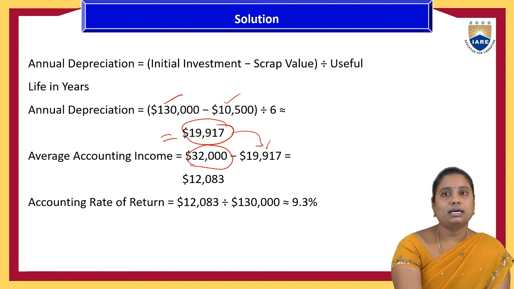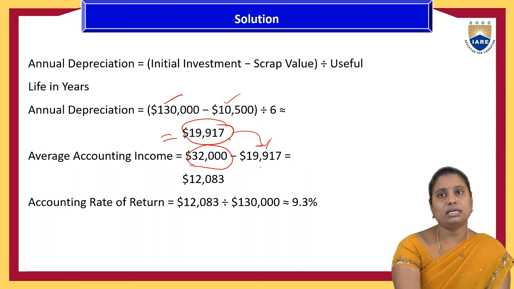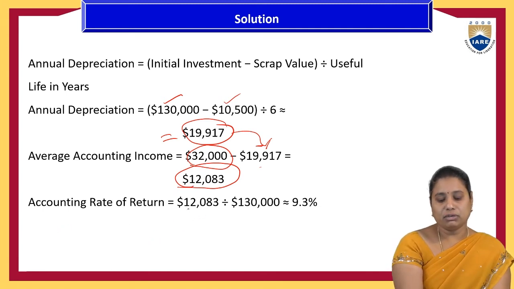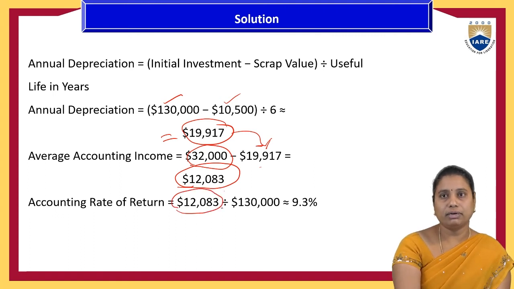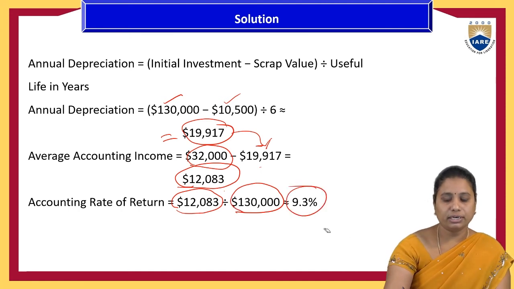And the average profit of the organization is 32,000 minus this depreciation. That is, every year they are going to get a return of 32,000. Out of this, if we subtract depreciation, the average accounting income is 12,083. So, accounting rate of return is equal to average profits of 12,083 divided by average investment 1,30,000. That is 9.3% is the average rate of return.